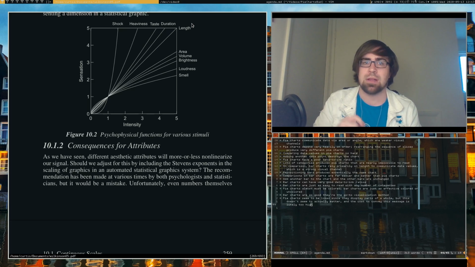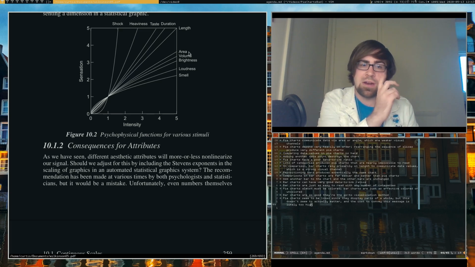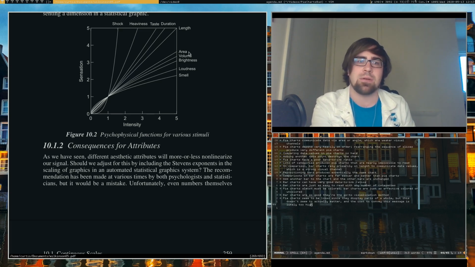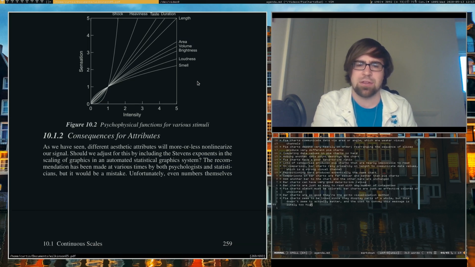Compare that instead to area. Area is sublinear, so that means that if you double area, people will not perceive a doubling of area. They'll perceive something less than a doubling of area. We have these other areas too, and if you go to other books, you might see more visual channels being compared in this way.